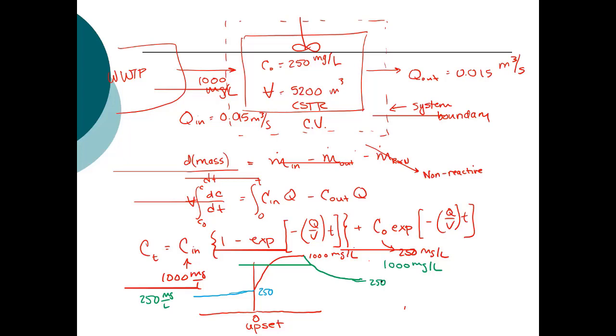If we allow it to reach steady state, we're operating at 250. It's operating well. We have a plant upset. If we allow it to get to steady state again, we're at 1,000 milligrams per liter. Now we restore the system and we're back to 250. So we'd have a curve that would essentially look like this. Okay. All right, let's call it a day.